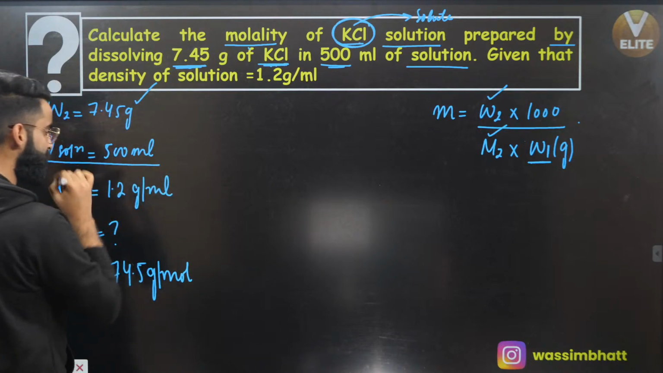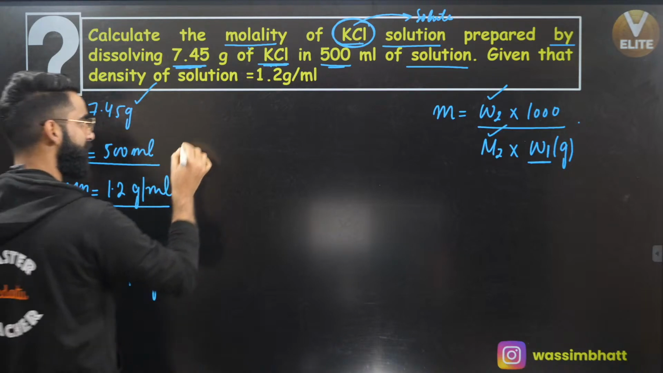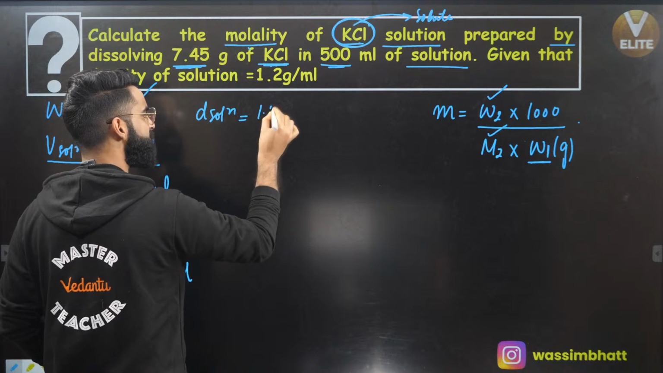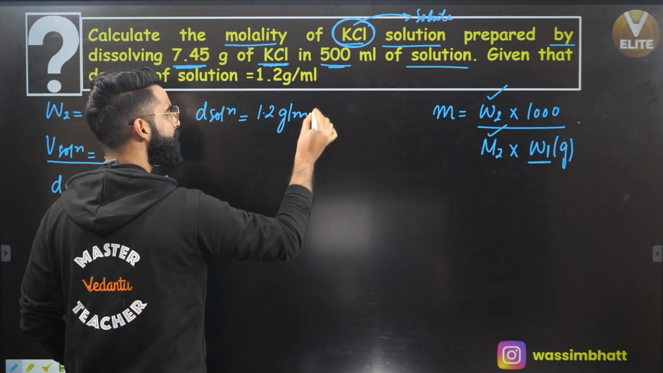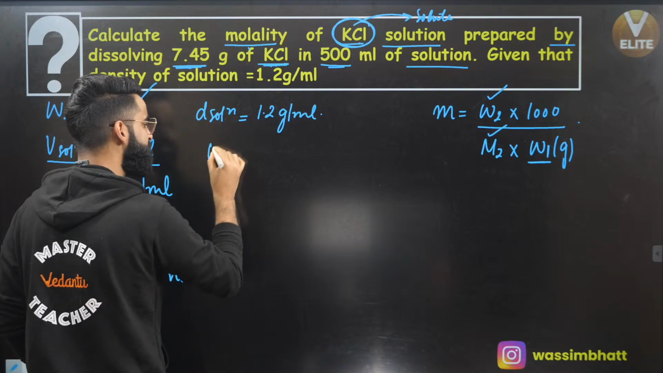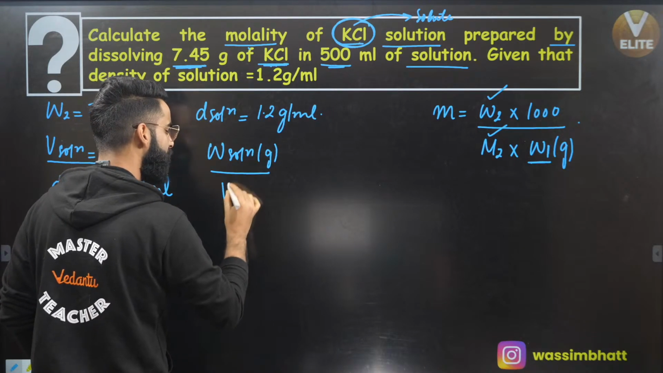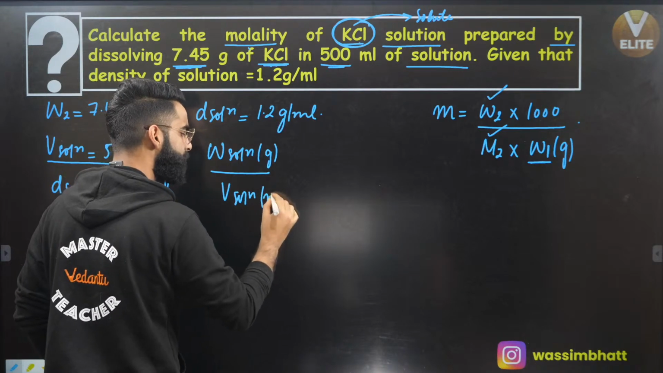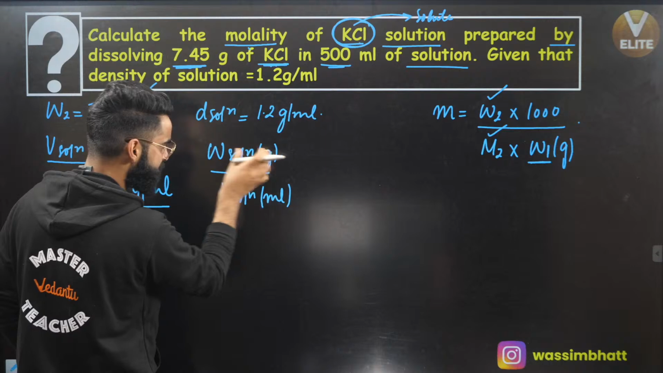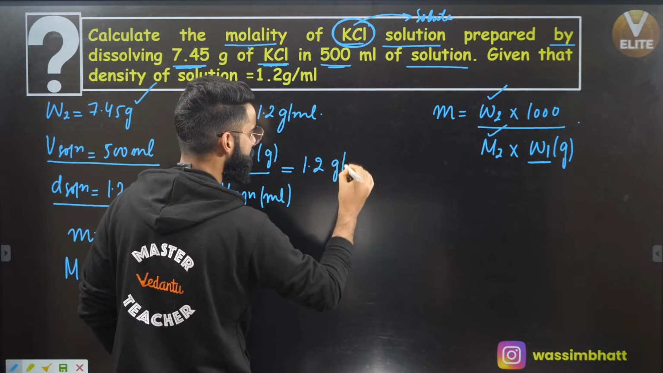Volume of solution is given to me as 500 ml. Density of solution is given to me as 1.2 grams per ml. Density of solution, what does it actually mean? It means mass of solution in grams divided by volume of solution in ml. What is density? Mass by volume. That's why I'm writing mass of solution divided by volume of solution. It's given to me as 1.2 grams per ml.